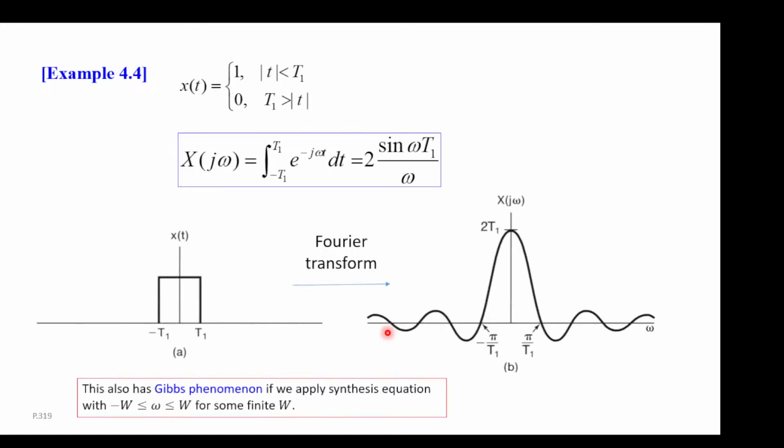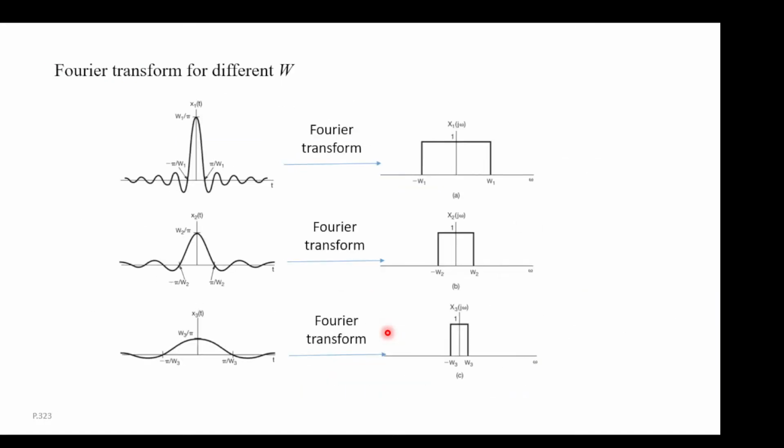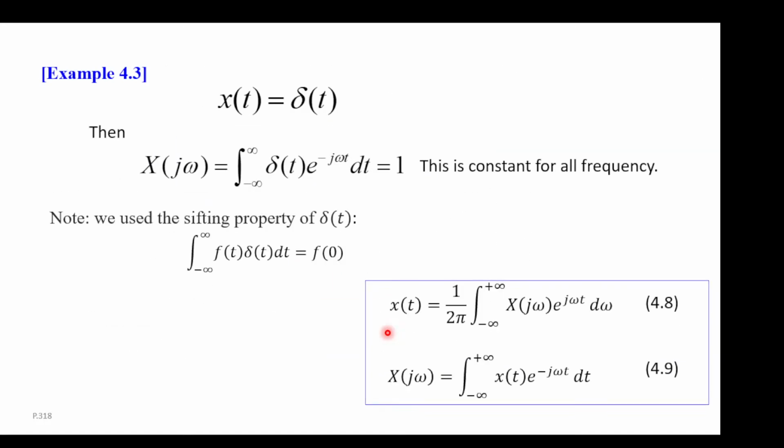Oh, sorry, too far. Okay, we can go through one or two more examples. Now we go to another example that's kind of funny. We have the example of x of t equal to the delta function.